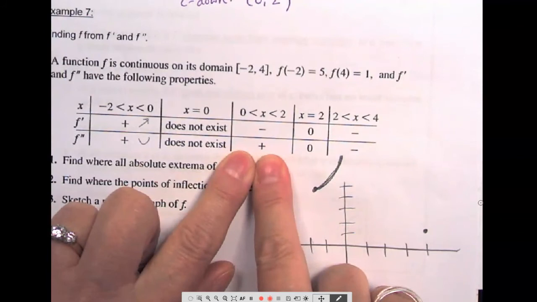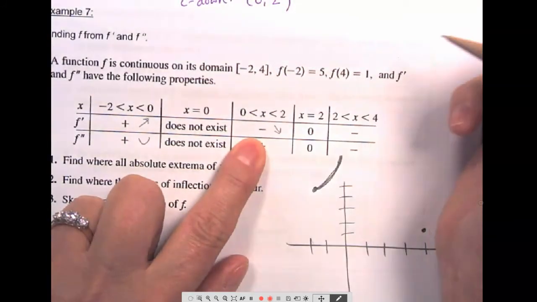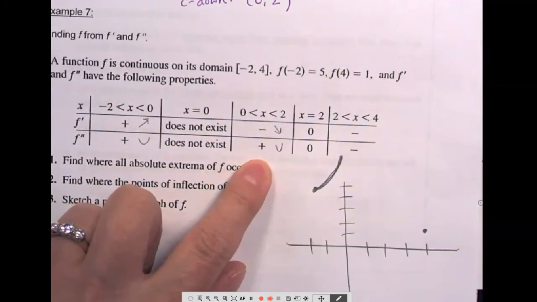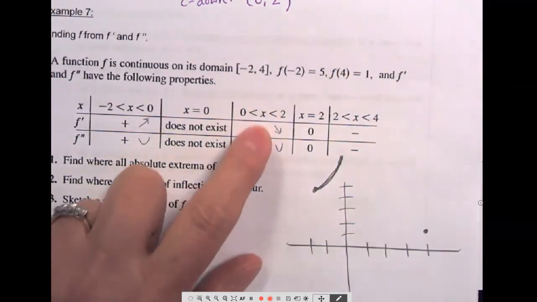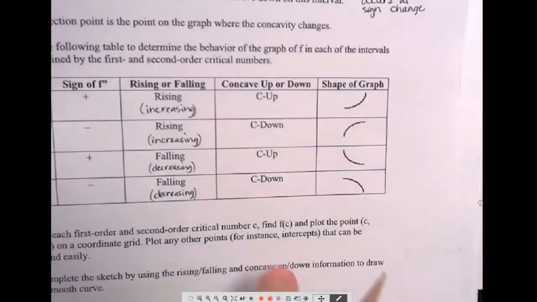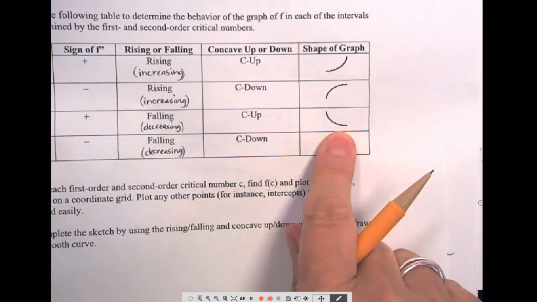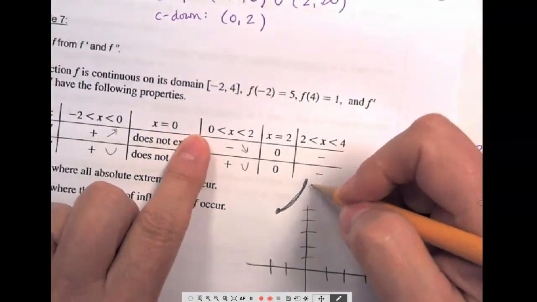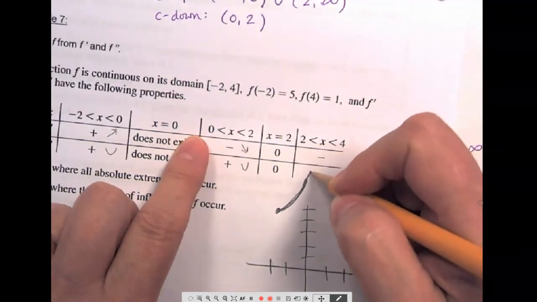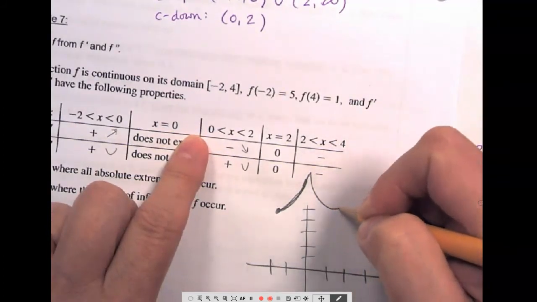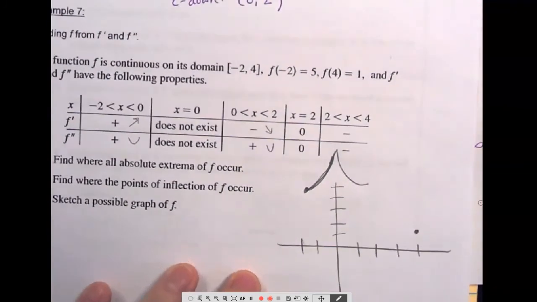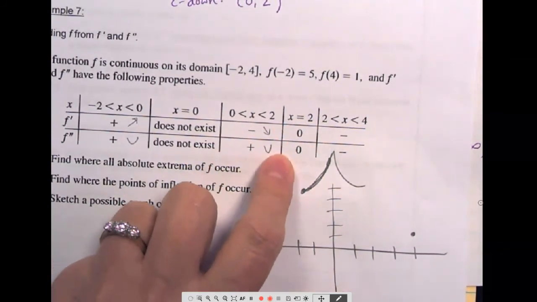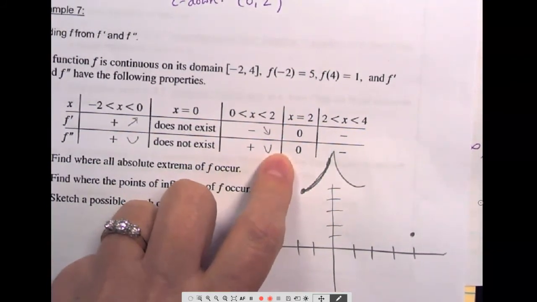Between 0 and 2, first derivative is negative, so it's coming down. But second derivative is positive, concave up. It's the left side of the parabola. Decreasing, concave up, looks like that. So that's what we're doing here between 0 and 2. Something like that. When I get to 2, both are 0. So a leveling out, right?